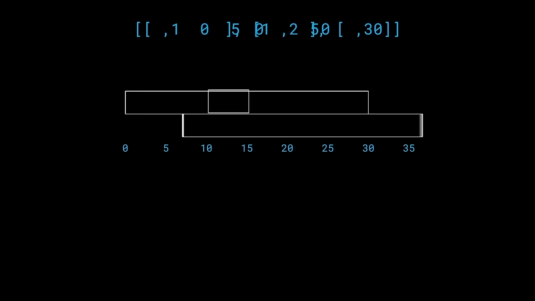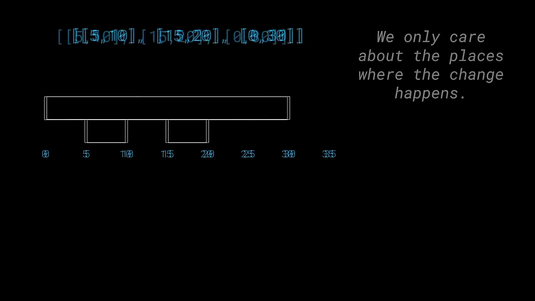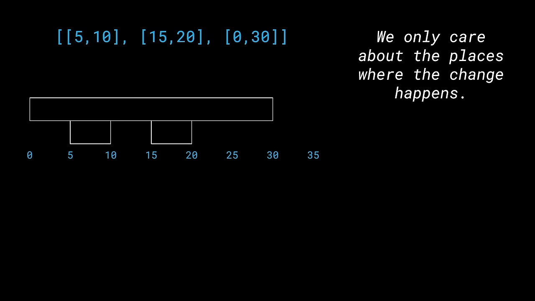Well, let's go back to the nicer example and notice what we have done previously. The thing we realized previously was that we only care about the places where the change happens. So what it means is we're only going to focus on 0, 5, 10, 15, 20, and 30. We don't care about what happens at time equals to 3, or time equals to 7, or time equals to 16, or 24, or 31, or 32. We only care about the times where changes happen.